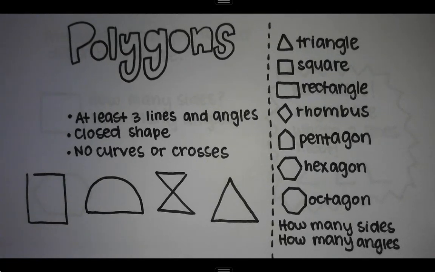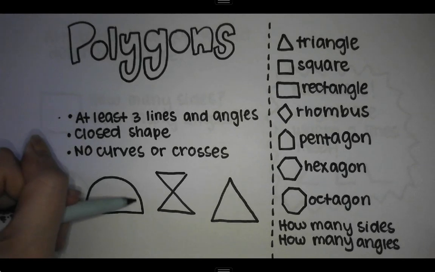All right, so today we're going to start talking about something new called polygons. Now, polygons are shapes and they have some super specific rules. So, number one is a polygon has to have at least 3 lines and 3 angles. It also needs to be a closed shape. Now, when I say a closed shape, I just mean that it can't have these little open areas. All of the lines need to touch. And then the last rule is that there can be no curves or crosses.